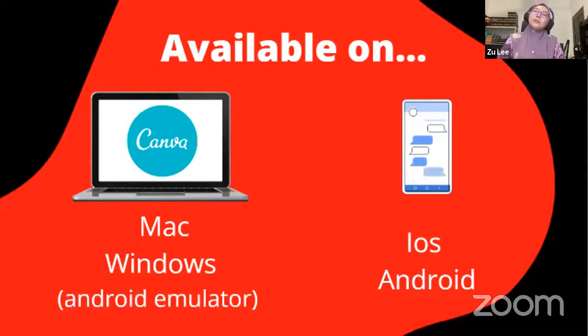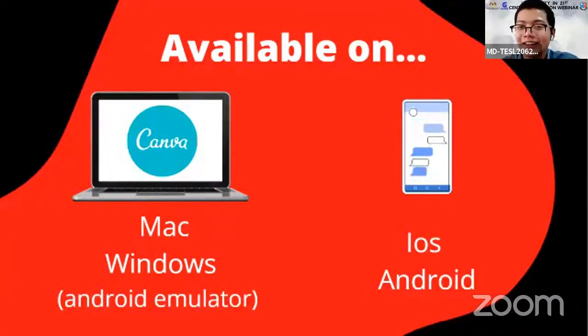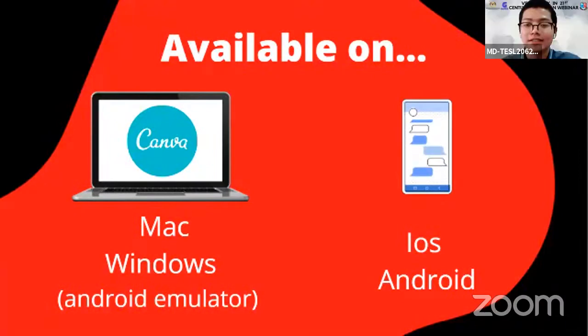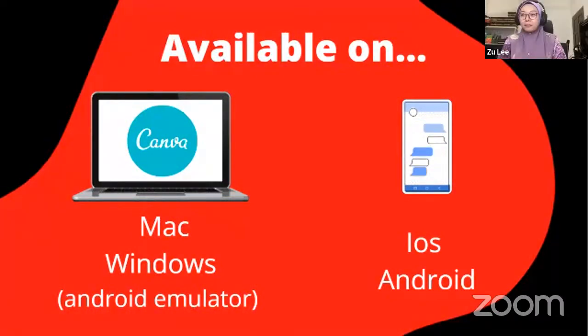So CapCut, this is an app, so it's specifically designed for iOS and Android. If you want to use it on your laptop, you can, but you have to download an Android emulator. Are you familiar with the term Android emulator? If you download an Android emulator on Windows, it basically simulates a phone. Yeah, so you're tricking the laptop to think it's a phone so that you can run the APK file.